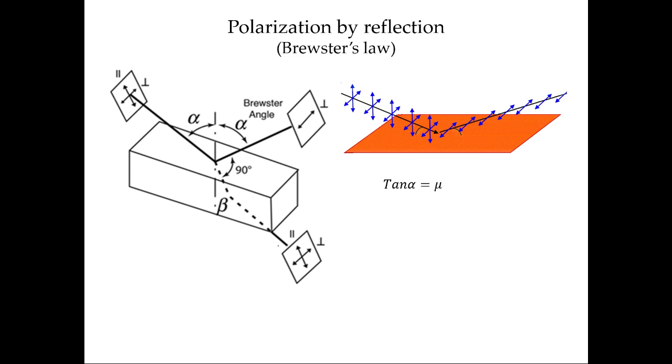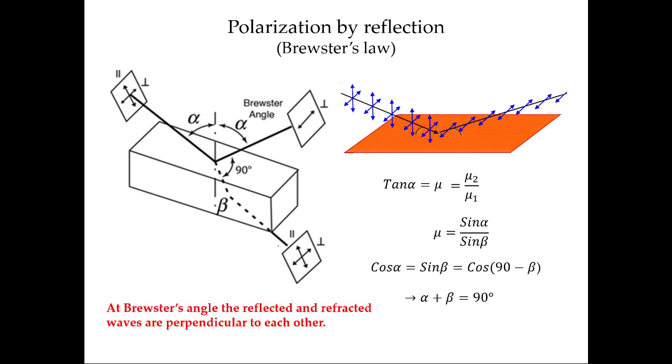Brewster's law says that the tangent of the angle of polarization alpha is equal to the refractive index of the medium. Further analysis proves that in this case the sum of the angle of polarization and the angle of refraction is 90 degrees. Or in other words, Brewster's law says that the reflected and refracted waves are perpendicular to each other.